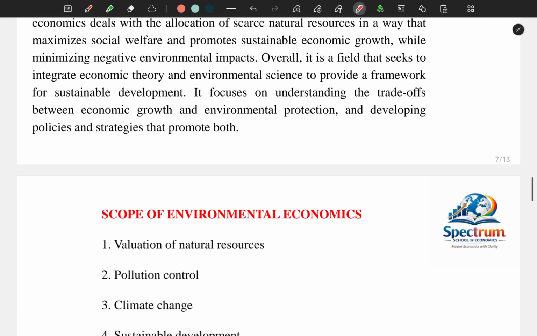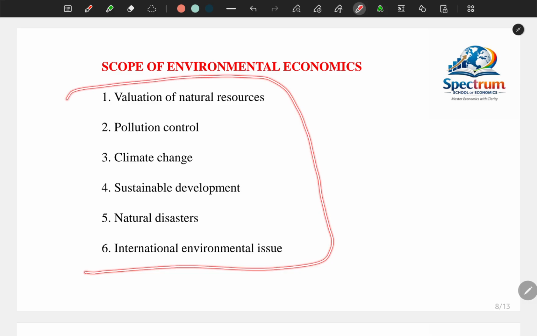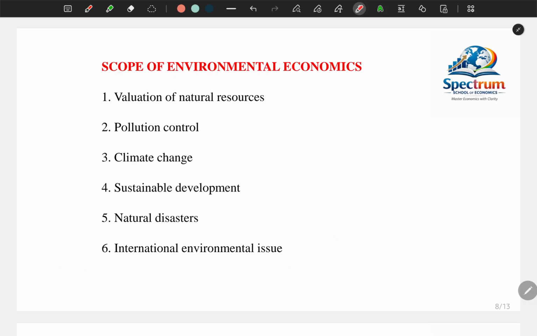Then the scope of environmental economics, which means what are the things that come under environmental economics: that is valuation of natural resources, then pollution control, climate change, sustainable development, natural disasters and international environmental issues. We can study all these things in the upcoming lectures.